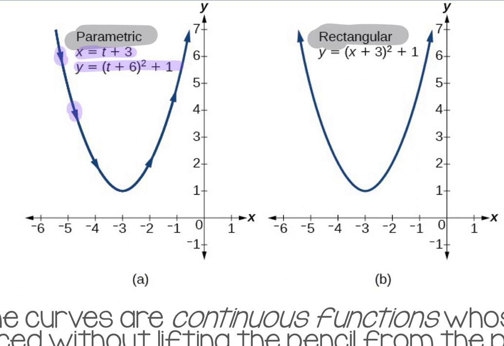Notice it also has arrows. There is direction to parametric functions. As time increases, your arrows would point to the highest time. So if I had plugged in, let's say, t is -2 and -1 and 0 and so on and so forth, my arrows point towards the highest t, okay?